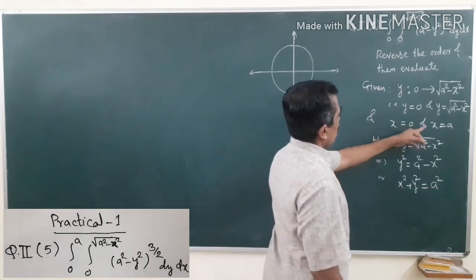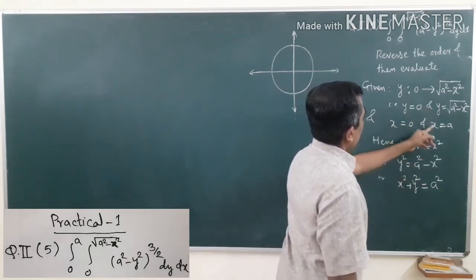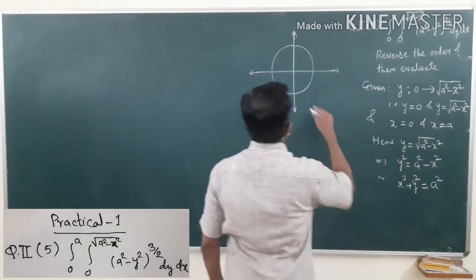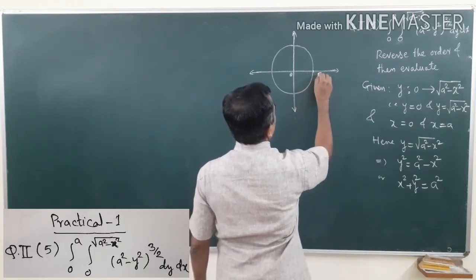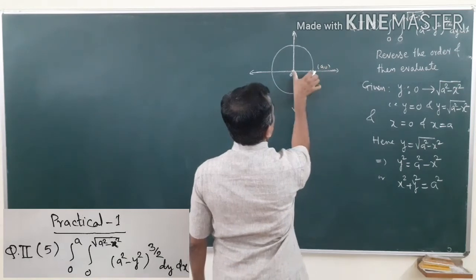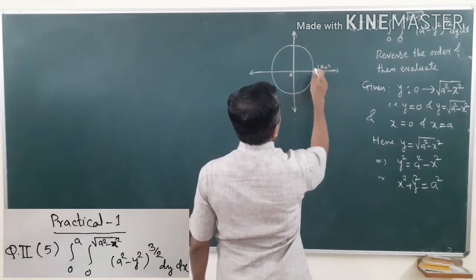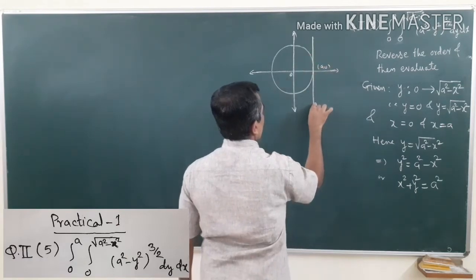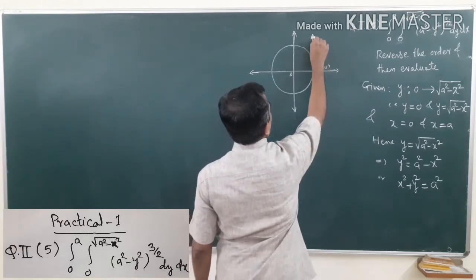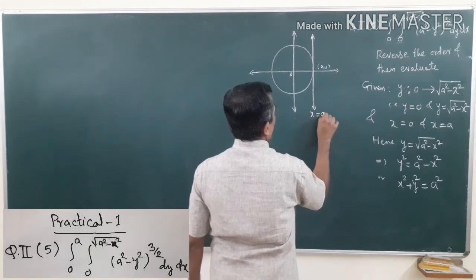Now, see another limit: x is equal to a. Where is x is equal to a? This is the origin, and this point is a comma 0, because the radius is a. So you have to draw another line, and this line is x is equal to a.